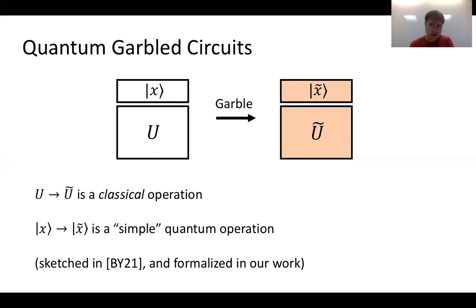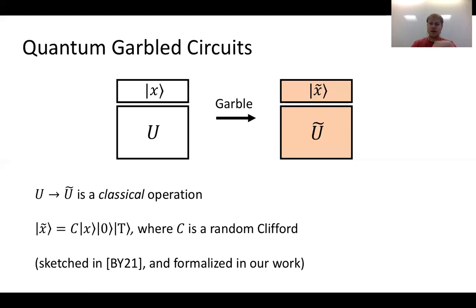But this particular set of properties for a garbled circuit was considered in this recent work of Rakersky and Yuan. They sketched how you might construct this, and then we go and formalize and prove security of it in our work.